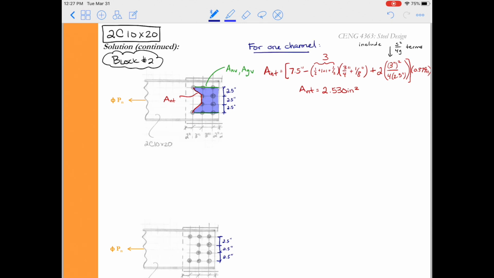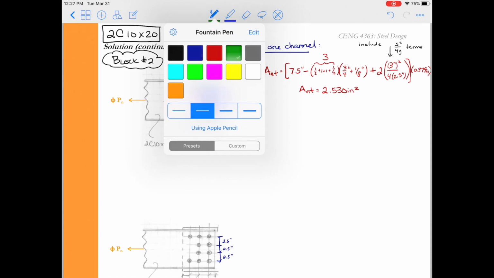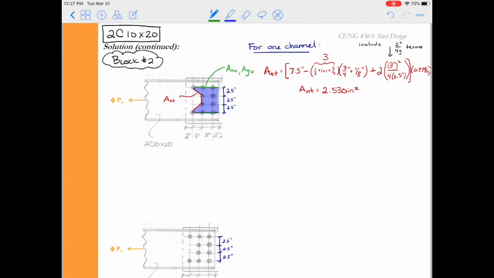We calculated the net tension area as 2.530 inches squared. The net shear area and the gross shear area for this particular block are going to be the same as block number 1, and so there's no need to recalculate them here. Just go back to block number 1 and we'll see that ANV is 4.406 inches squared and AGV is 6.064 inches squared. Once we have this, we just have to run through our block shear capacity equation and we'll get an answer for block number 2.